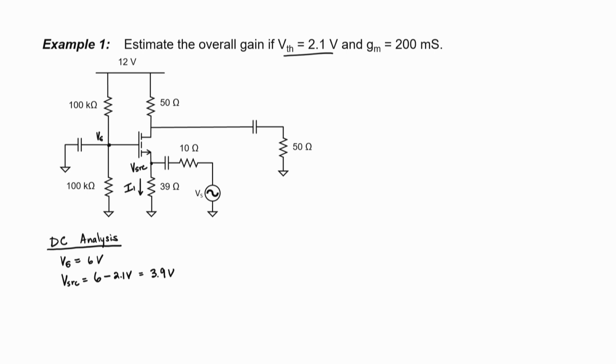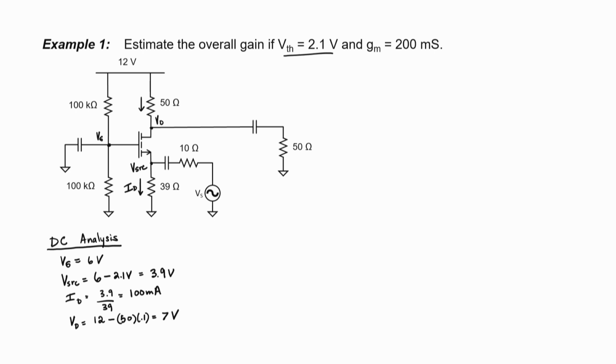We can now find our DC drain current, which is just our source voltage divided by 39 ohms. It works out to 100 milliamps, which should also be passing from the 12-volt power supply to the drain. This means that the drain voltage is going to be some voltage lower than 12, and I just need to use Ohm's law across this 50 ohm resistor to find it. It works out to 7 volts. So if we have 7 volts here at our drain, 6 volts here at our gate, and 3.9 volts down here at our source, I can see that the transistor is not in cutoff and it's not in the linear mode.